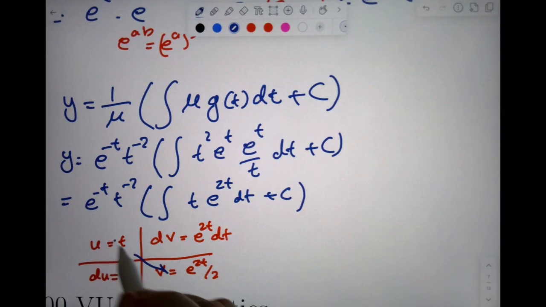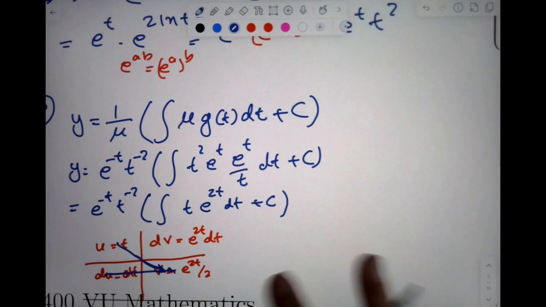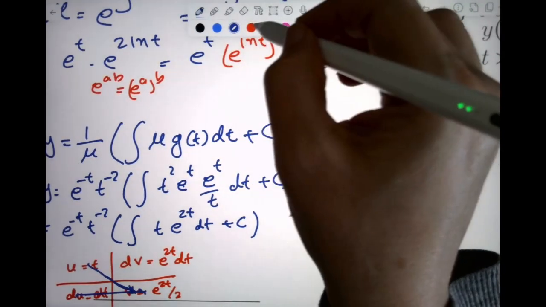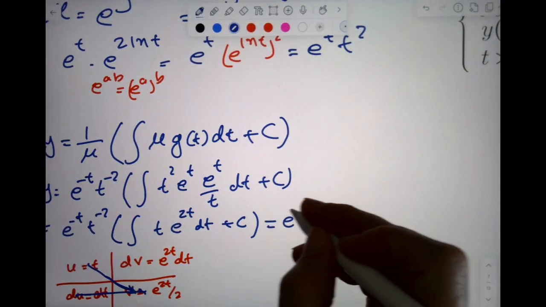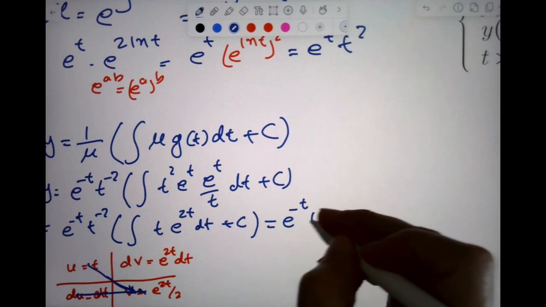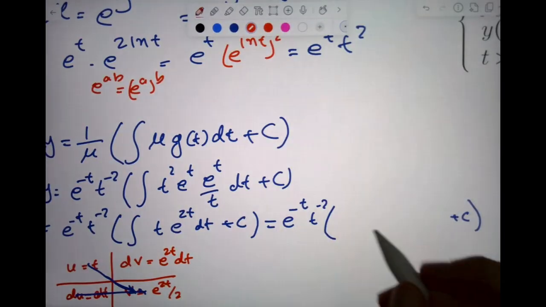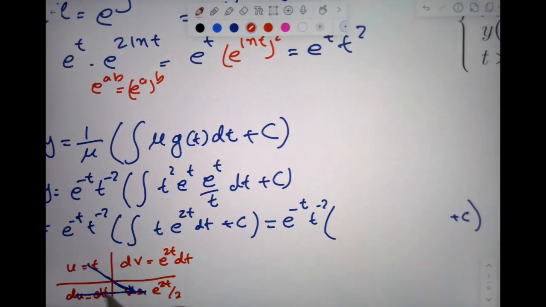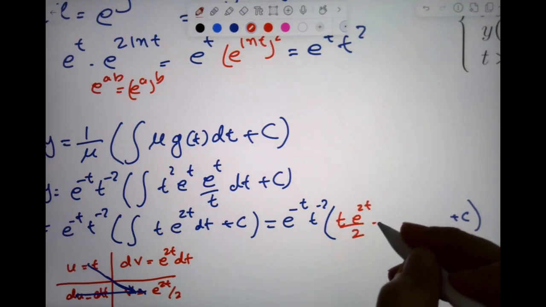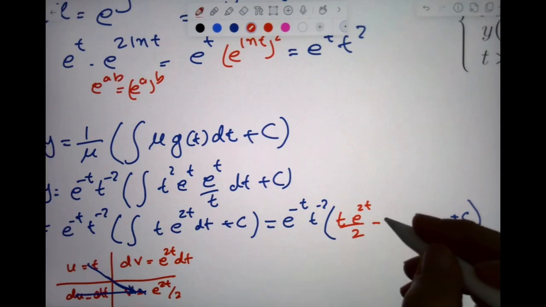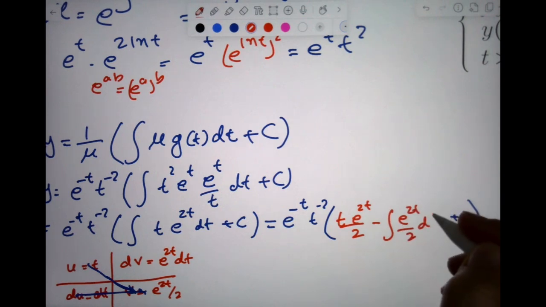Now, these two multiply, and the integral of these two. So you end up with, don't forget 1 over mu. Don't forget plus c. What else do you have? You have t e to the power 2t divided by 2, then minus the integral of the bottom row, which is e to the 2t divided by 2 dt.